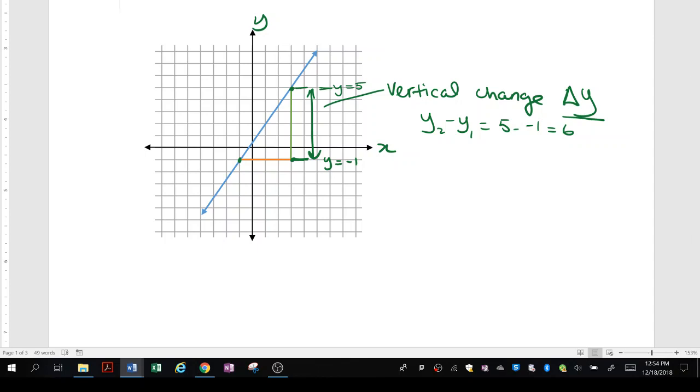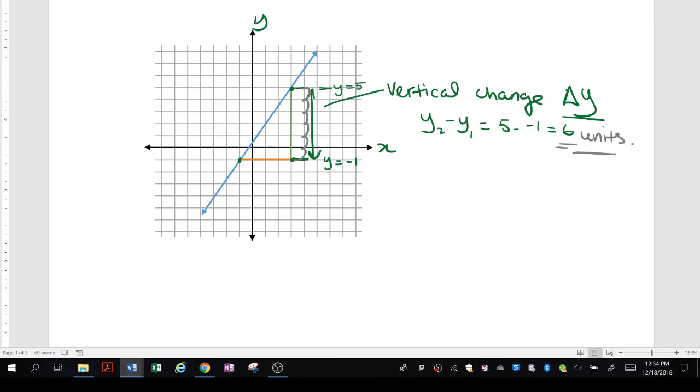Now we could also count. So starting here, that's 1, 2, 3, 4, 5, 6 units. We've moved 6 units up, and that's the same value. So the change in y is 6 units, we can say.